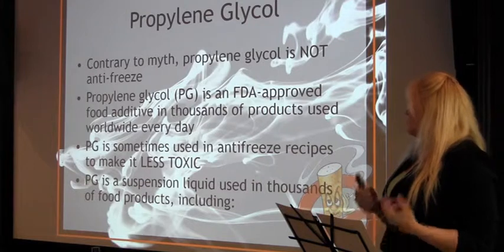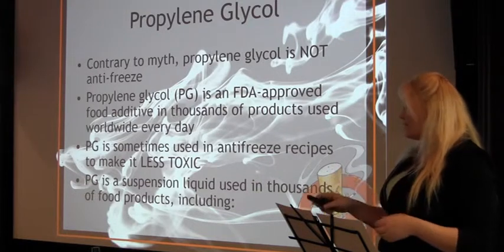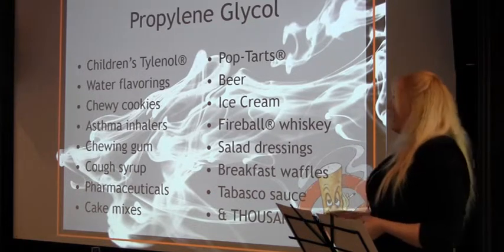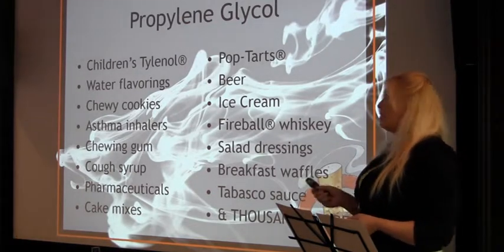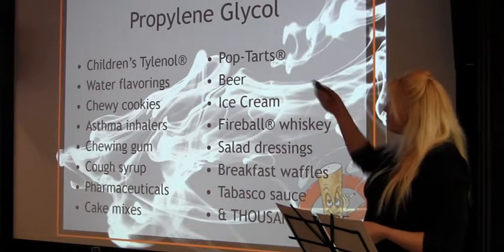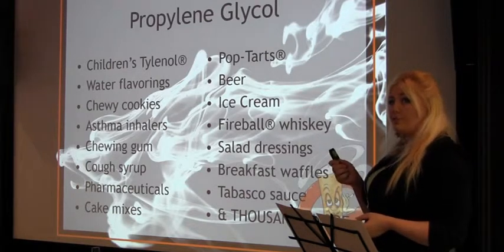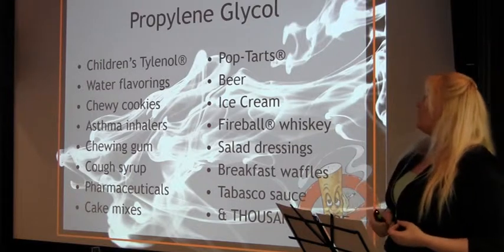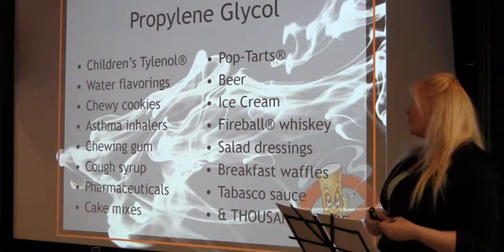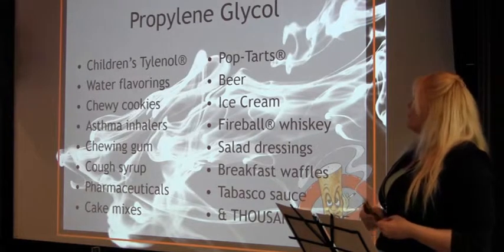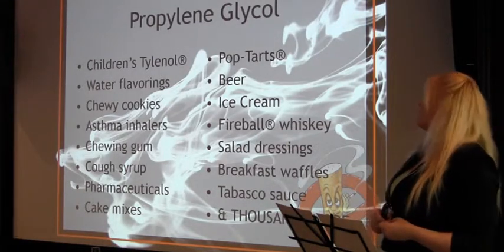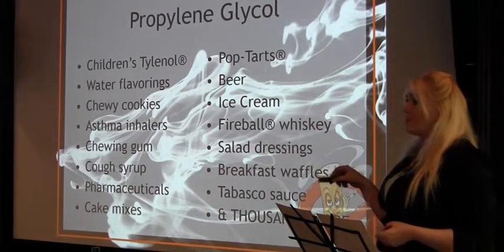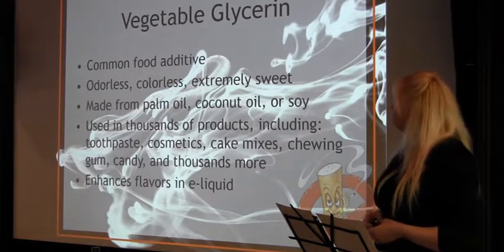Propylene glycol is a suspension liquid used in thousands of products, and we have a short list of some of the things that you probably have in your house right now that contain propylene glycol, including children's Tylenol, water flavorings like Mio or the Kool-Aid brands, chewy cookies, asthma inhalers, chewing gum, cough syrup, pharmaceuticals, cake mixes, Pop-Tarts, beer, ice cream, whiskey, salad dressings, breakfast waffles, Tabasco sauce, and thousands more.